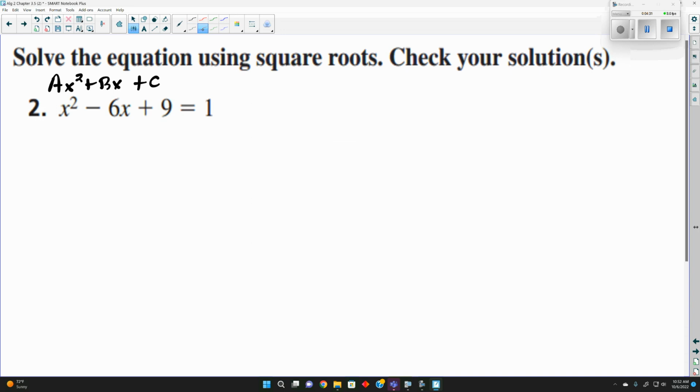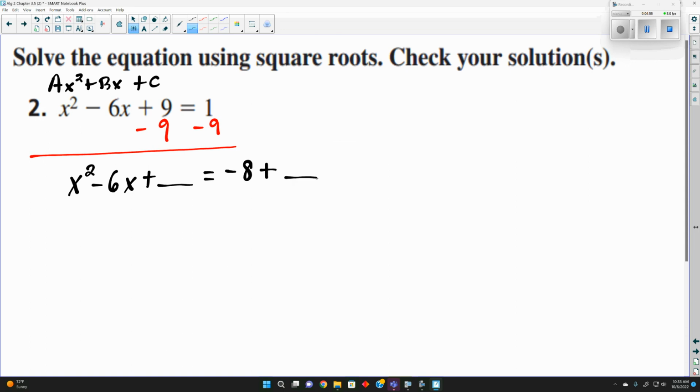Step number 2, get the constant terms by themselves and leave 2 spaces. So we want to move the 9 away from the x and x squared, and we can do that by subtracting 9 from both sides, which will tell us that x squared minus 6x plus blank equals negative 8 plus blank. Again, we want to get the constant term by itself and leave 2 spaces so that we can plug the C value back in, and we have a spot for it.